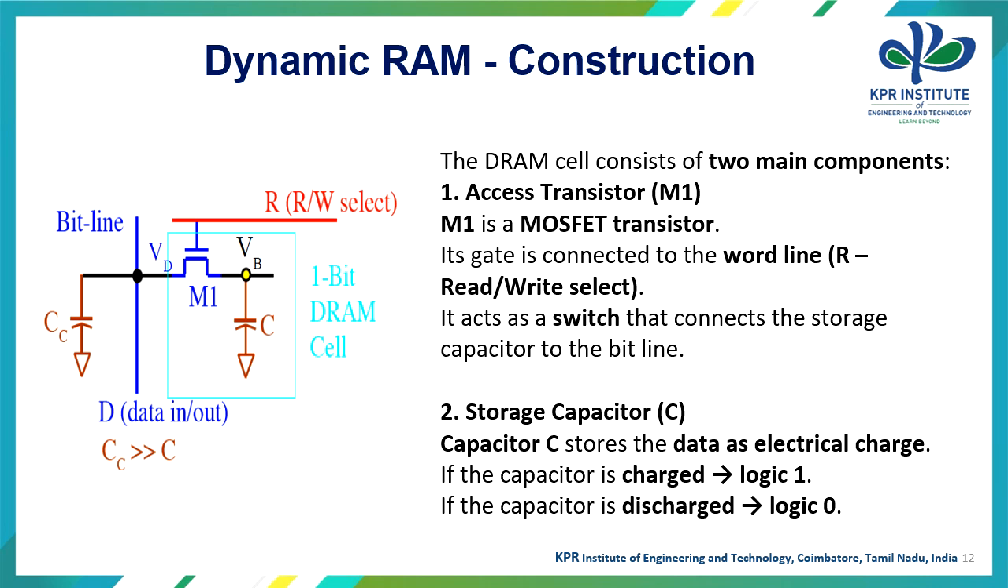The second one is the storage capacitor. The capacitor C will be storing the data in the form of electrical charge. If the capacitor is charged, then we can consider that as a logic 1. If the capacitor is discharged, then we consider that as a logic 0.